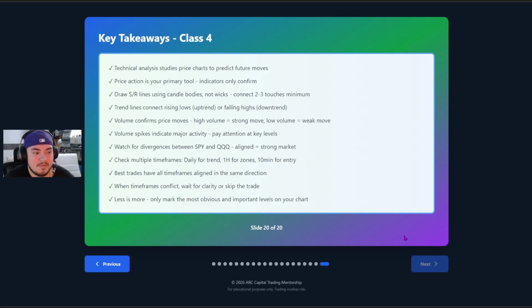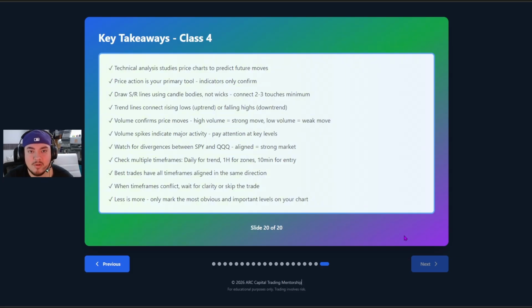So watch for divergence between SPY and QQQ. If everything is aligned, that equals a strong market, whether it's to the upside or to the downside, right? It's giving you that probability that whatever direction it is playing in, it is going to continue, right? Check multiple time frames. Check the daily for trend. Check the 1 hour for zones. Check the 10-minute for entry, guys. Very simple stuff, right? The best trades have all time frames aligned in the same direction.